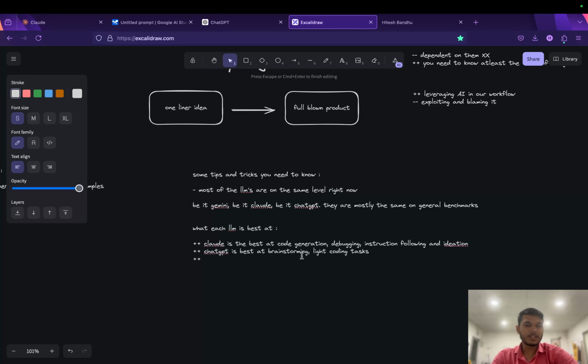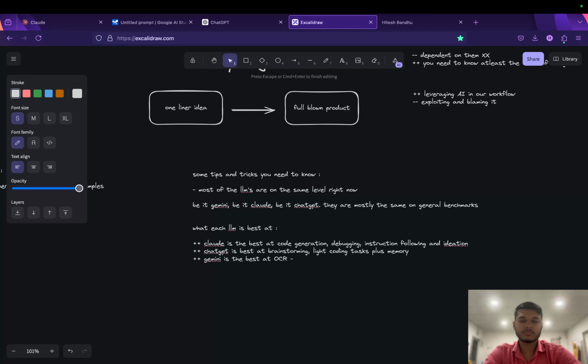So ChatGPT is the best at brainstorming and light coding tasks, plus memory. It updates your memory. It knows your preferences. That is one good thing. And Gemini, I won't say Gemini is the best at so many things. If I do it in decreasing order, Claude is the best, then comes ChatGPT, then comes Gemini. But Gemini is really, really good at two things. It has that feature at OCR.